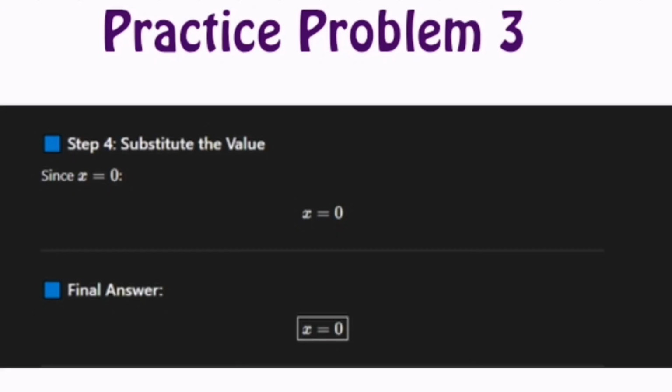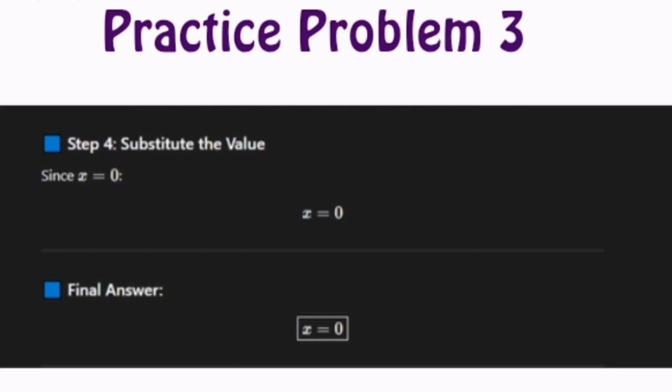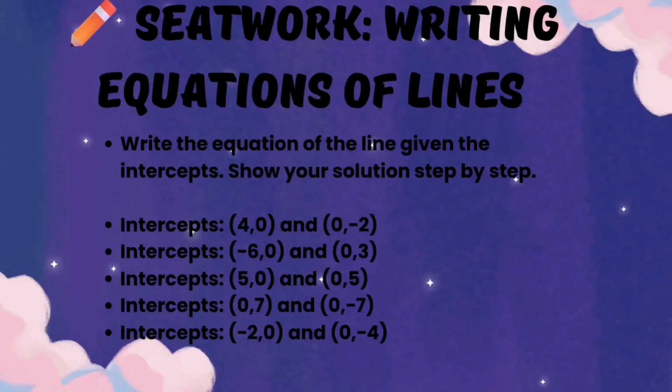So the important concept for this is that vertical lines have an undefined slope. It cannot be written as y is equal to mx plus b, because slope m is equal to rise over run, and here run is equal to 0, which means division by 0. So the final answer is x is equal to 0. So we are done with our discussion.